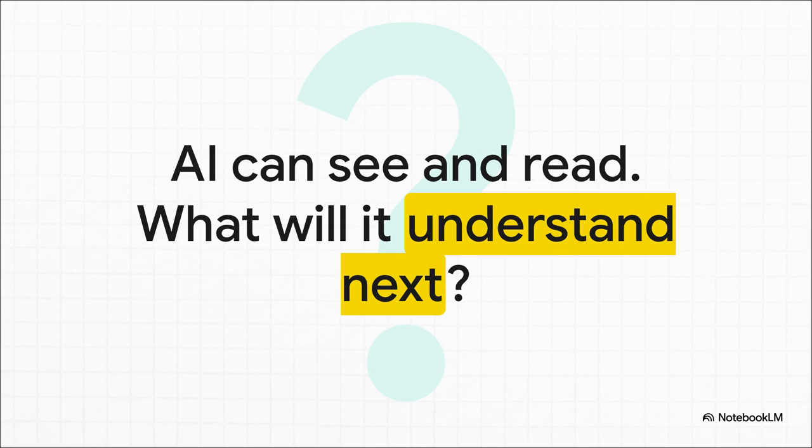And that really leaves us with one final fascinating question. Now that AI can connect what it sees with what it reads, what's next? What happens when we add hearing, or the ability to understand motion in video? What new, absolutely incredible things will it be able to understand then?